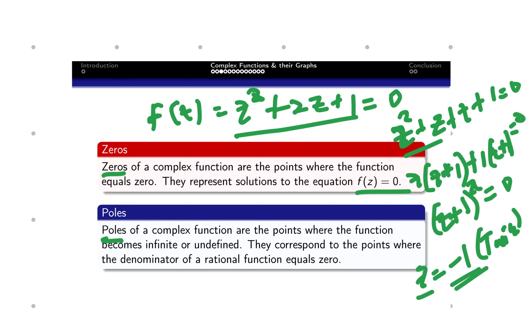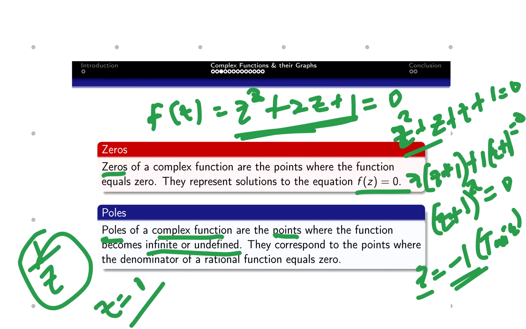Now, in this case, this function is defined everywhere, but you have the case of infinite when you have a case like 1 over z. So in the case of 1 over z, at the point where z equals 0, this function will be undefined. So in that case, you can say that this function f of z equals 1 over z has a pole at z equals 0. We're going to dive deeper into this in videos after this.